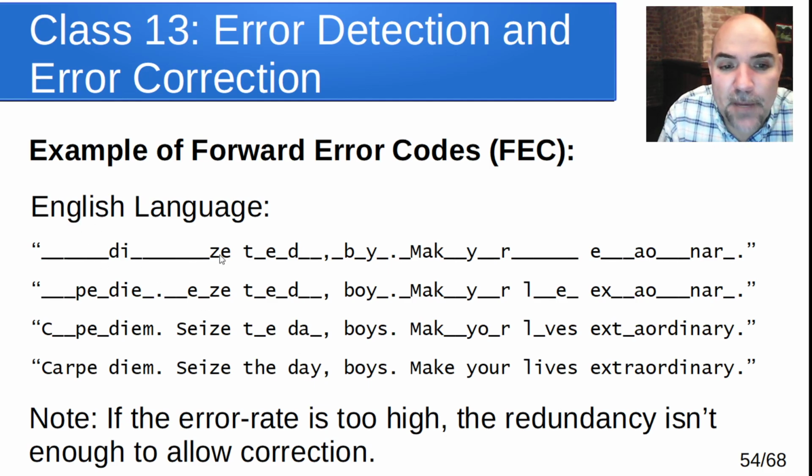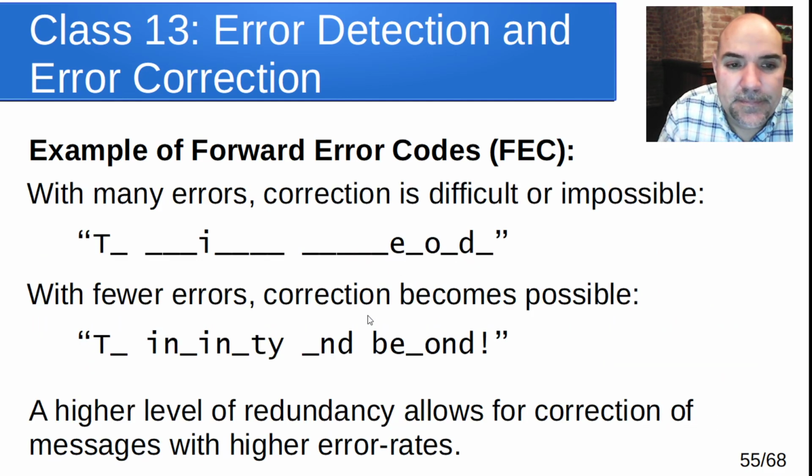So for example, this top one, you probably couldn't figure out what the message was from this because the error rate is too high. If I took out all of the characters and only left this capital M, there'd be no way for you to figure out what that says. So with many errors, the correction is difficult or impossible, like this. But with fewer errors, correction becomes possible. So if I give you this, you could figure that out: to infinity and beyond.